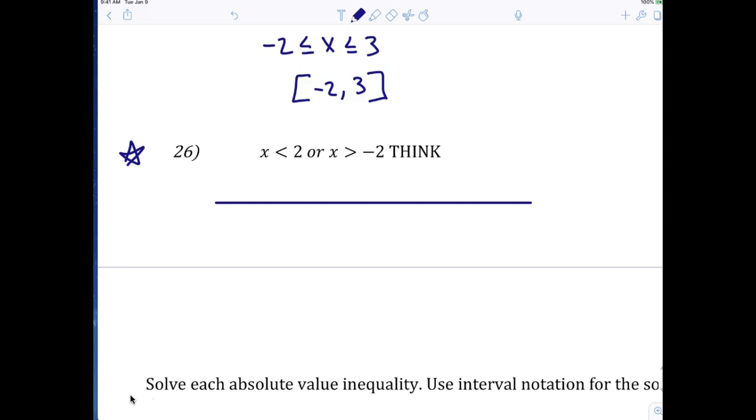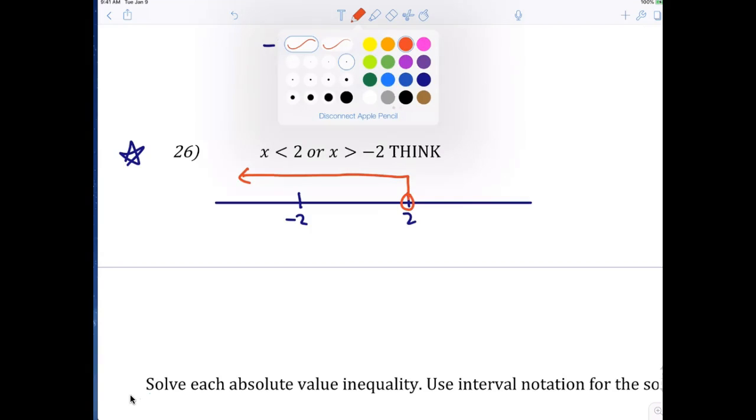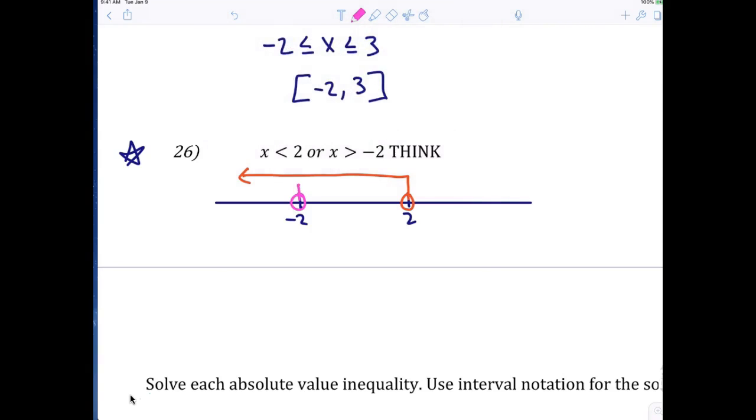All right, please look up. Make sure you're hearing me. Here is -2. Here is 2. So if I am less than 2, I would be going in this direction. If I'm greater than -2, I would be heading in this direction. Now, normally that would be an and statement. Help me out. Normally that would be an and statement. We'd say it'd be everything in between -2 and 2.